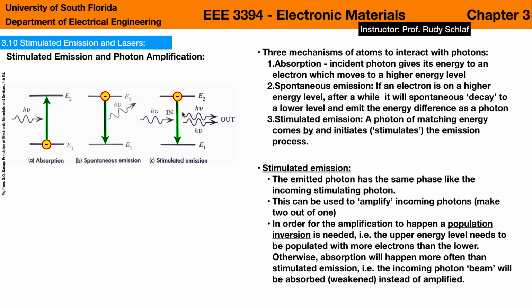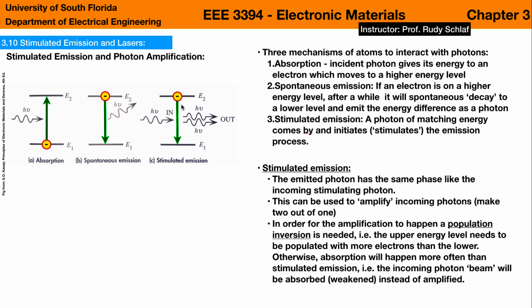So this here can be used as a light amplification scheme like you find it in a laser, because we can make two photons out of one photon. And the intriguing aspect of stimulated emission is that the emitted photon has the same phase like the incoming stimulating photon. So the light amplification not only gives us two photons for one, but it also gives us photons where the waves are exactly in the same phase.